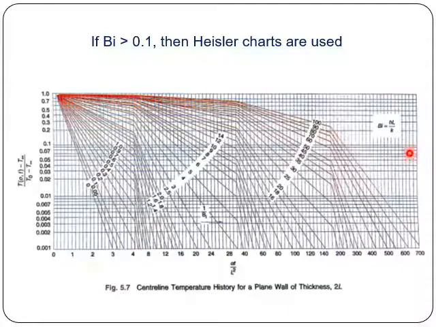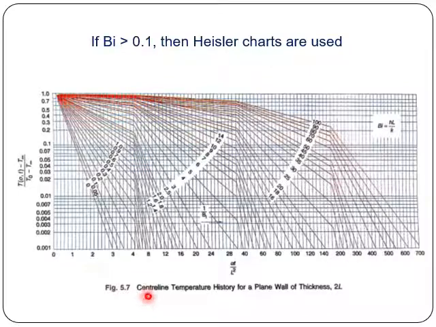Now it is okay that if Biot number is less than 0.1, you can go for lumped heat capacity analysis or approach. But if Biot number is greater than 0.1, then what? So there are some charts which are available which can be used to obtain either time or temperature, and these charts can be used to obtain temperature at any location. Like there are two charts which are to be used.